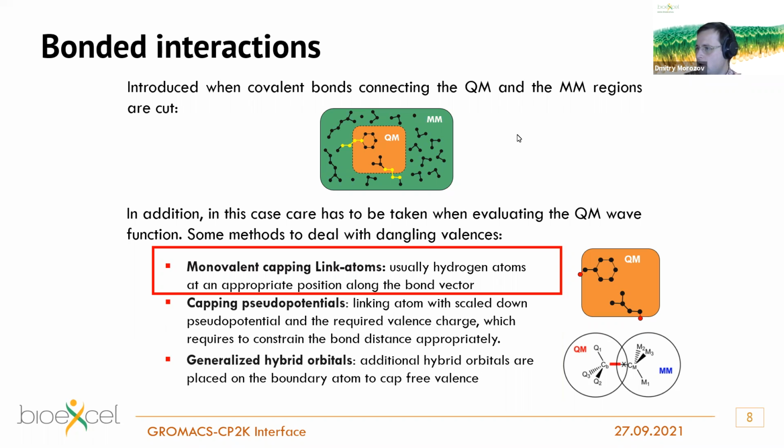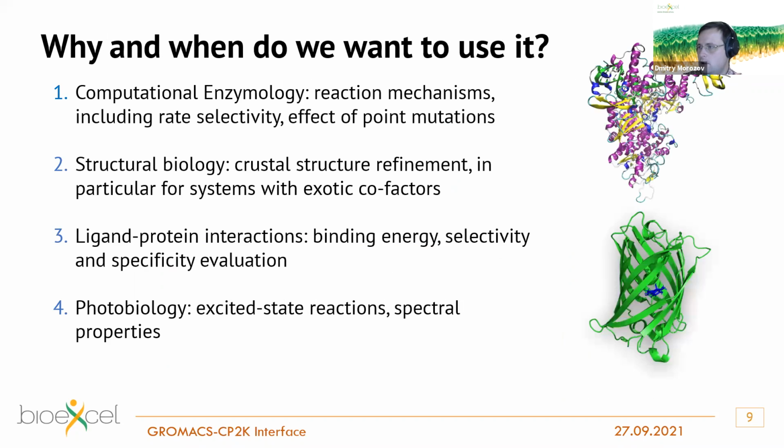Okay, next I want to talk about when we typically use this in biomolecular simulations. Here I have at least four major fields where QM/MM is used now. First of all, it's of course computational enzymology, when you want to study reaction mechanisms inside enzymes, calculating the rate of the reaction, calculating the effects of mutations, calculating substrate activity, for example, and so on.